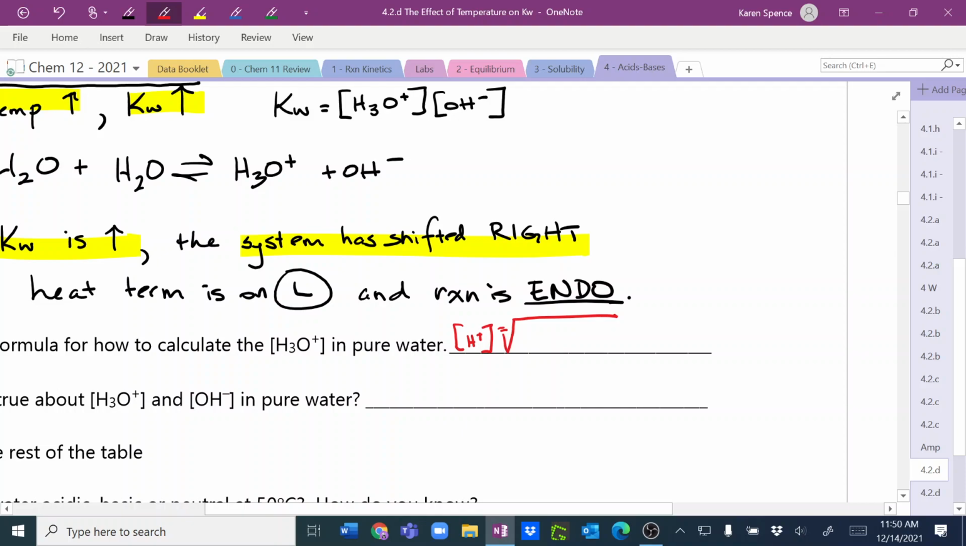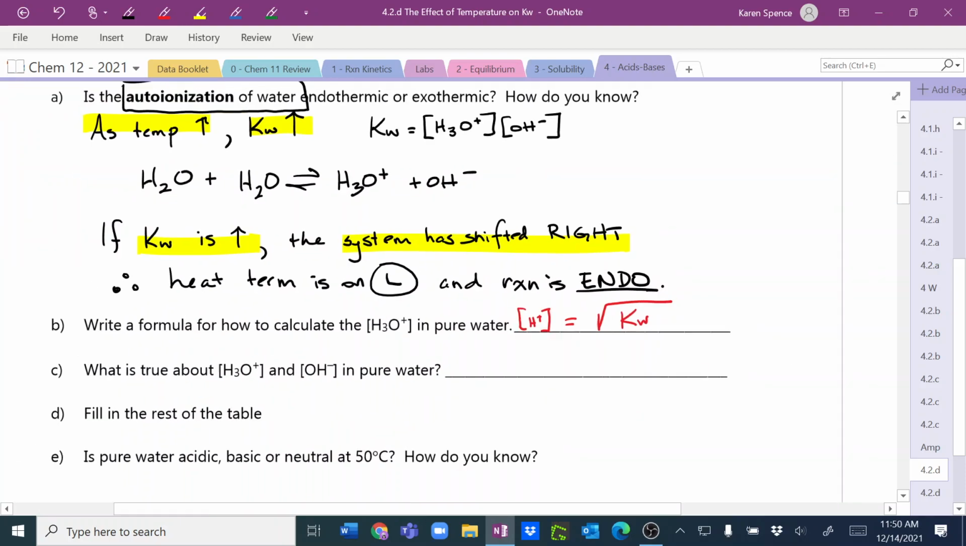I didn't write that very well. We're going to go for another minute. What is true about hydrogen and hydroxide in pure water? They are equal. And from there, you can now fill in the rest of the table, which is why I wanted to finish that one.